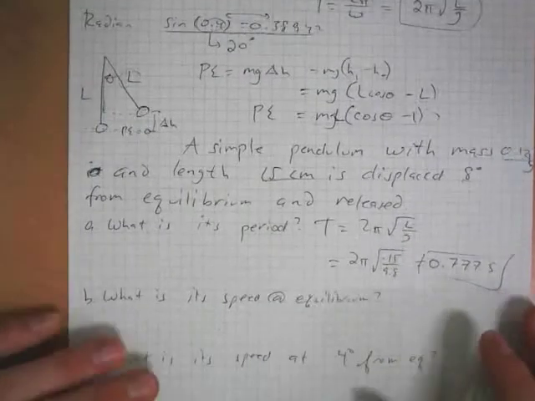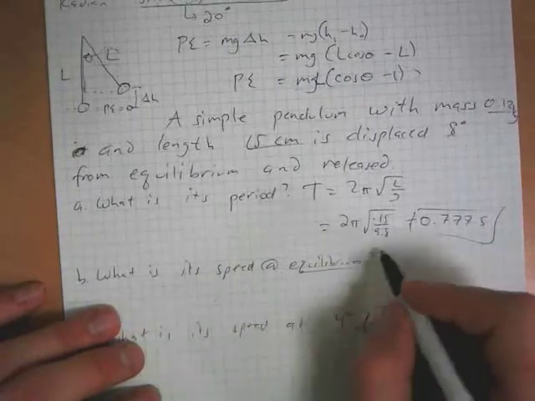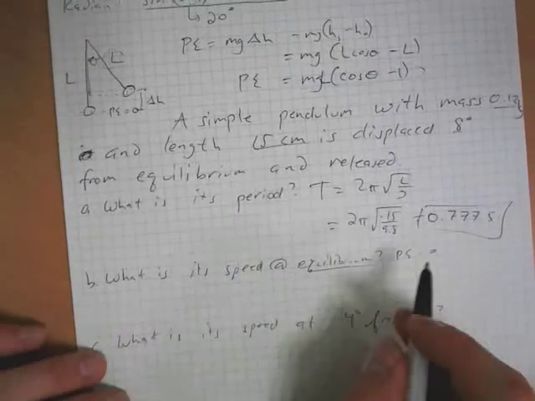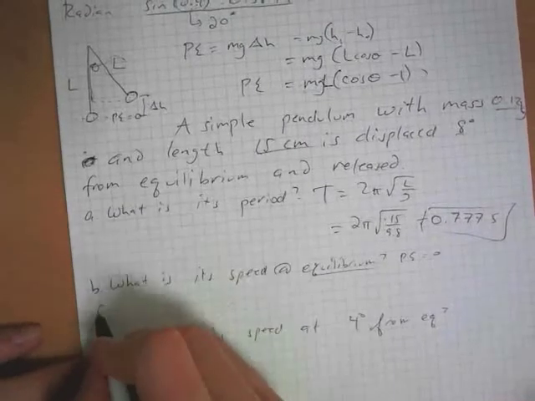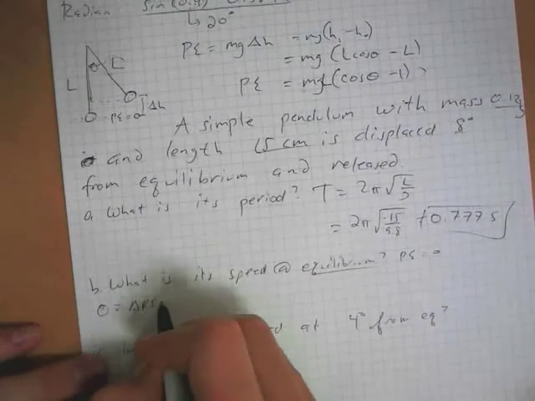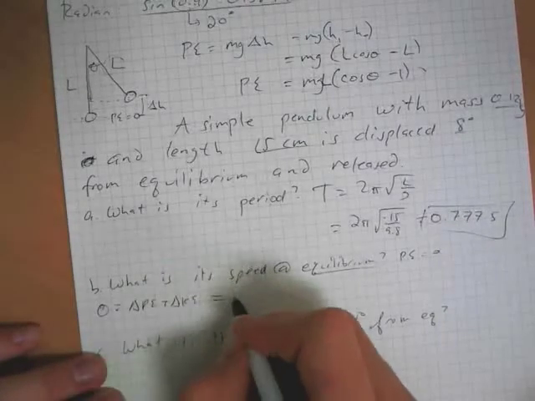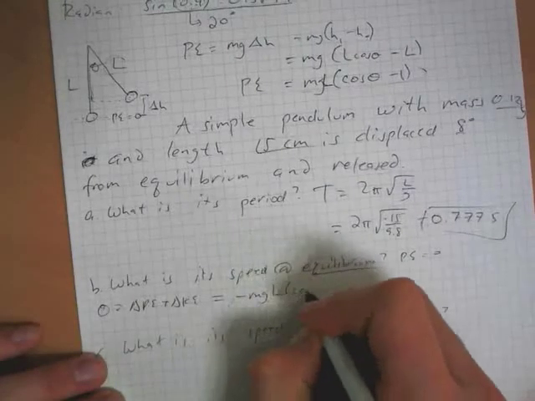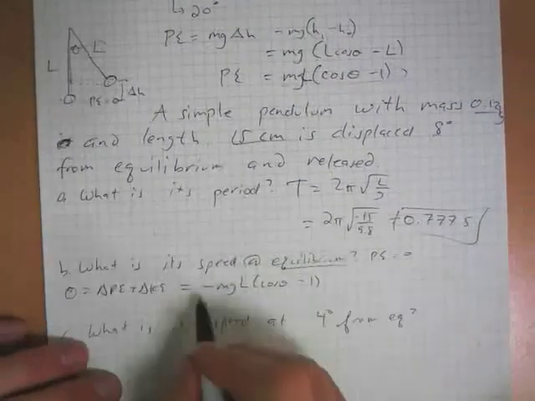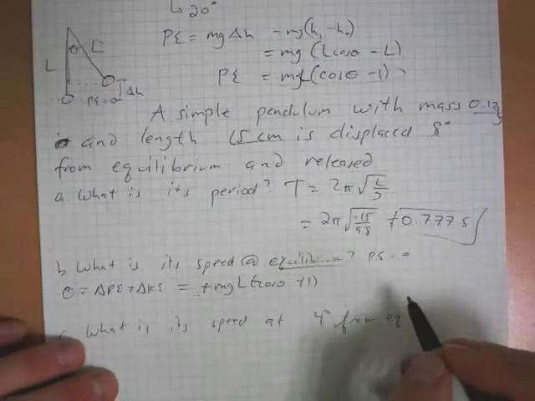What is its speed at equilibrium? Well, this is conservation of energy. At equilibrium, potential energy is 0, and mechanical energy is conserved, so we can say 0 equals delta PE plus delta KE. Our delta PE is 0 minus mgL (cosine theta minus 1), which we can write as mgL times 1 minus cosine theta.